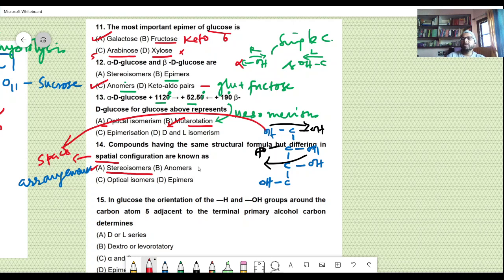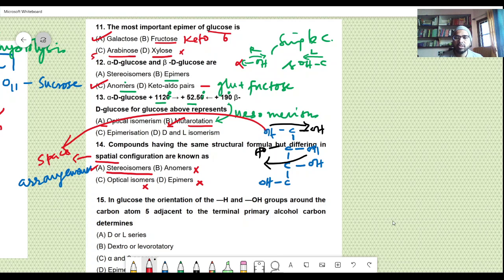So epimers is only across one carbon atom. Optical isomer is general optical activity. Epimers is not the right answer there. So it's an isomer. You have close answers within everything, so you must be very careful with that.